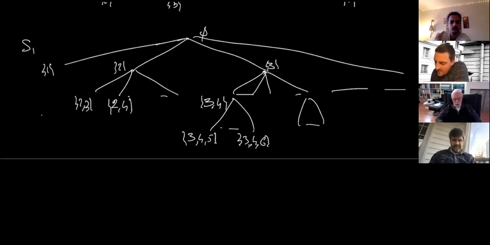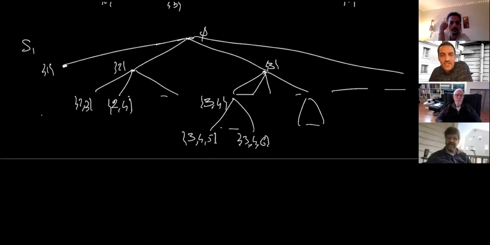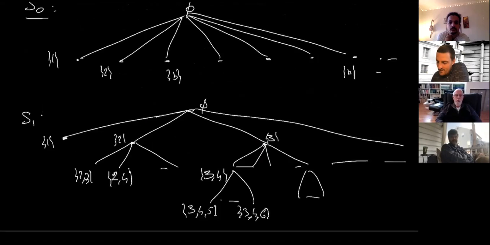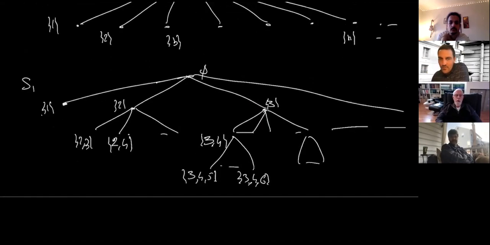So this tree is interesting because it's well founded. There is no infinite branch, but you have branches here that are finite but larger and larger. And so this is for S0, S1, and then you can do S2, S3.